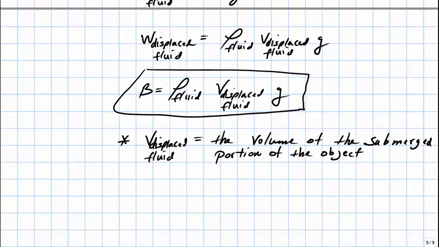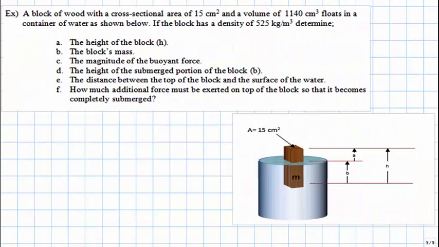We will now introduce an application which demonstrates the principles of buoyant force as well as Archimedes' principle. In this application, a block of wood with a cross-sectional area of 15 square centimeters and a volume of 1,140 cubic centimeters floats in a container of water as shown below. If the block has a density of 525 kilograms per cubic meter, in part A, we need to determine the height of the block. Let's note that we have a block.